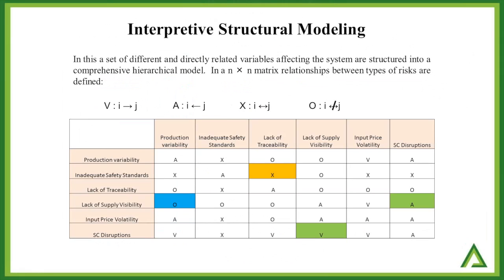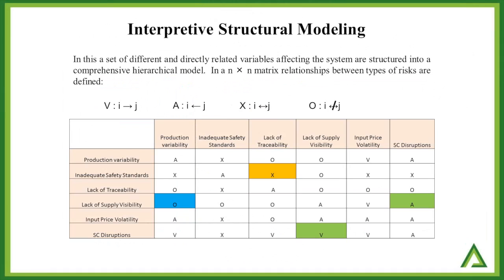So there is a method called interpretive structural modeling, though the name may sound quite confusing or maybe a little bit difficult, but it's a relatively simple thing which I have found managers can really implement in practice well. And if you see in this table, you see some symbols here: A, V, X, and O. So V means risk I impacts risk J.